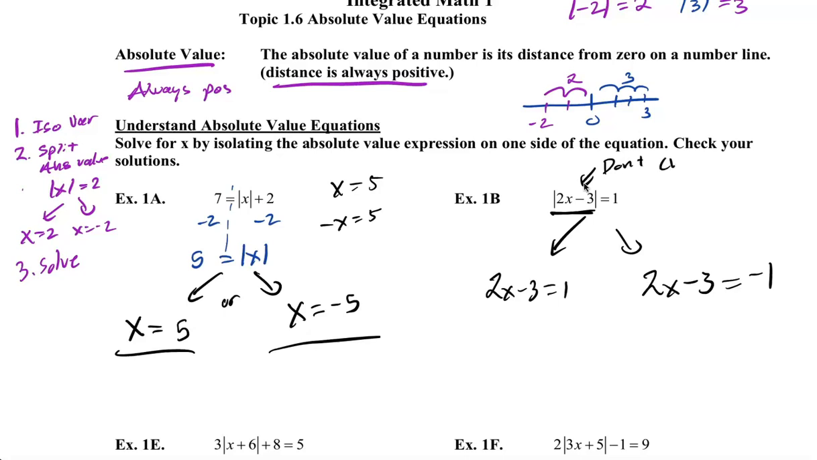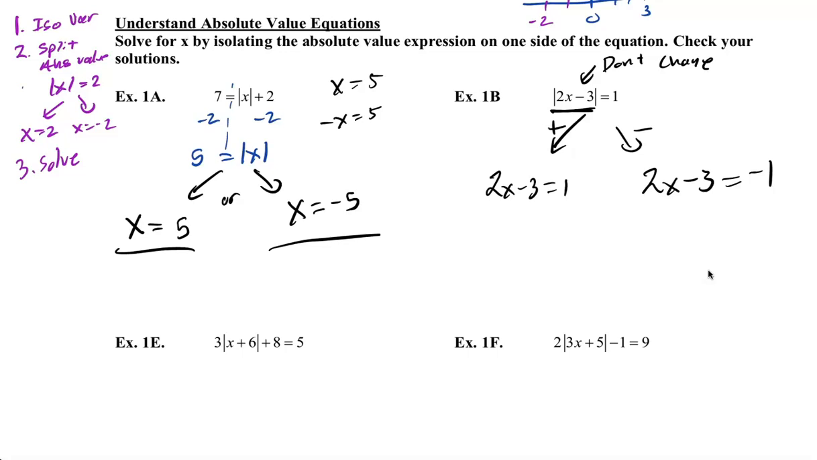The most common mistake I see is people always make that negative a positive for some reason. You're not changing this, right? You're changing this guy. We're kind of skipping that initial step where we divide by negative 1. So we have one side that's positive, and one side where the answer is negative. We're changing the answer. Then from here, you solve each one separately. So it just becomes 2 problems.